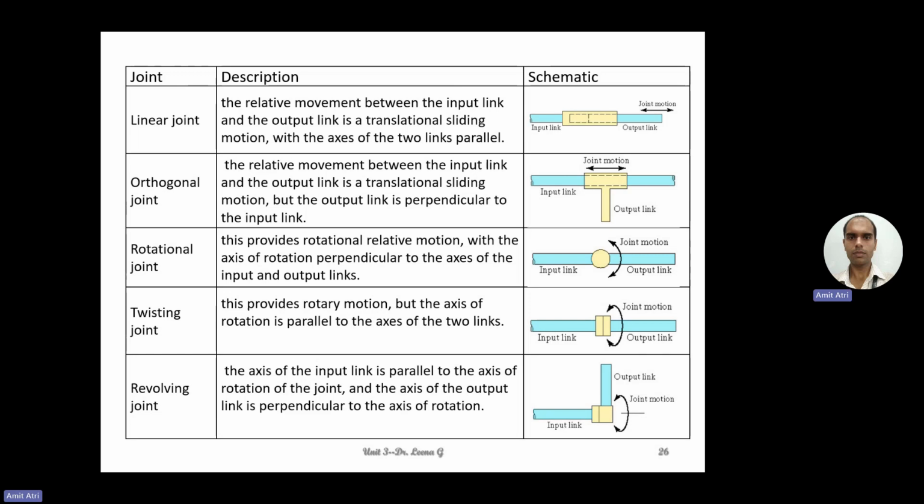The last one is the revolving joint. The axis of the input link is parallel to the axis of rotation of the joint, and the axis of the output link is perpendicular to the axis of rotation. It means this is rotating with the output link at 90 degrees from the input link.